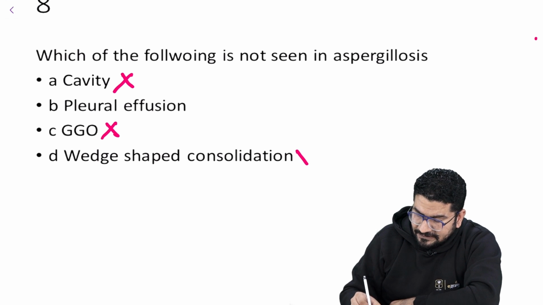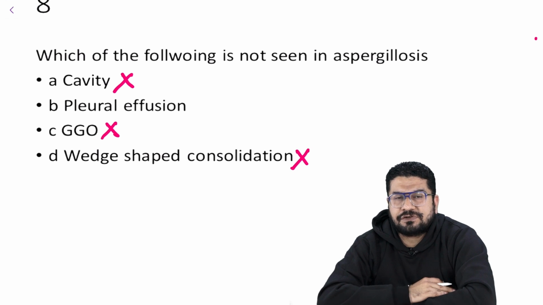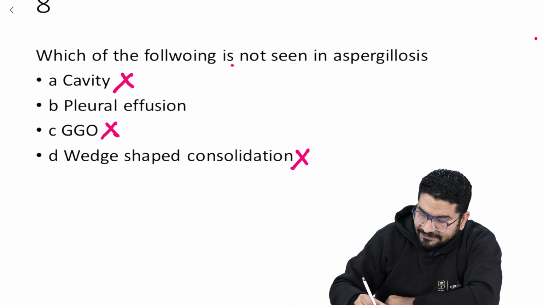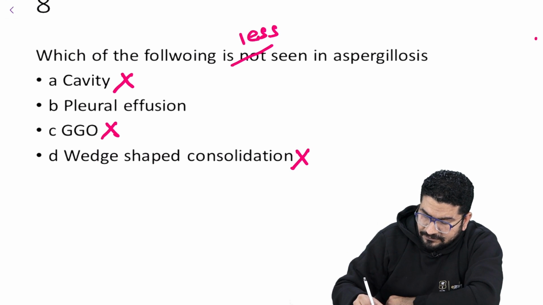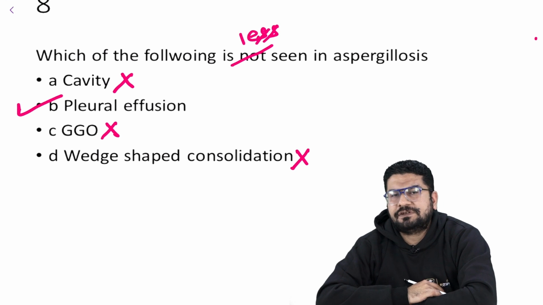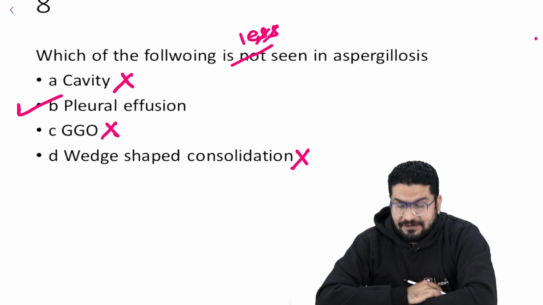So again, these three are seen, but remember what is less seen. The actual question should be framed like this: which of the following is less seen? That should be the ideal question in my opinion. The less seen thing here is pleural effusion, which is seen in very, very few patients. So the answer for this question will be pleural effusion, after ruling out the others.